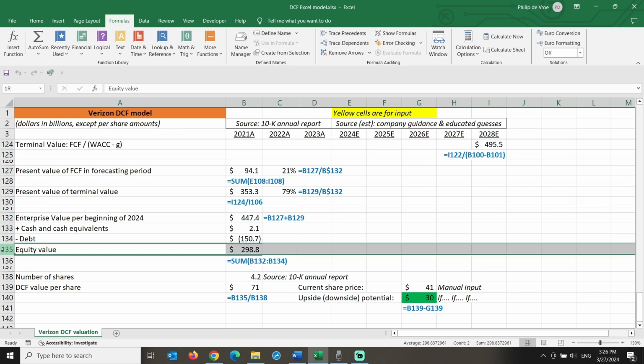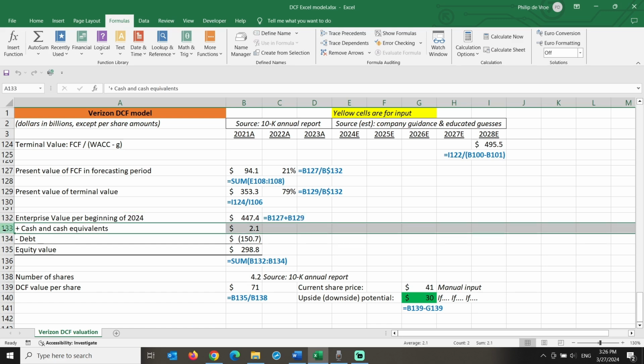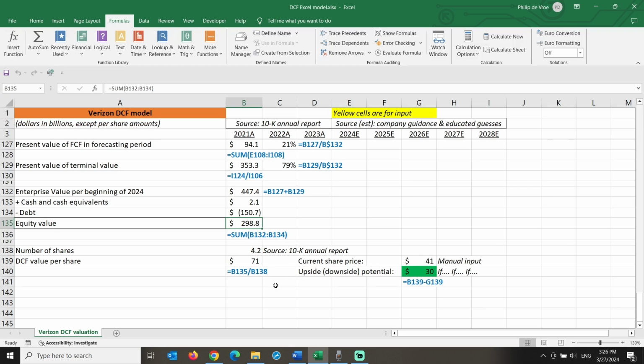Enterprise value to equity value. Take the enterprise value we calculated, add cash and cash equivalents, deduct debt, and we get to an estimated equity value of nearly $299 billion. We are now getting very near to the ultimate goal of any DCF Excel model. Equity value divided by 4.2 billion shares equals a target value of the share of $71. That is a calculated share price that is very significantly higher than the share price in the market at the time of making this video.